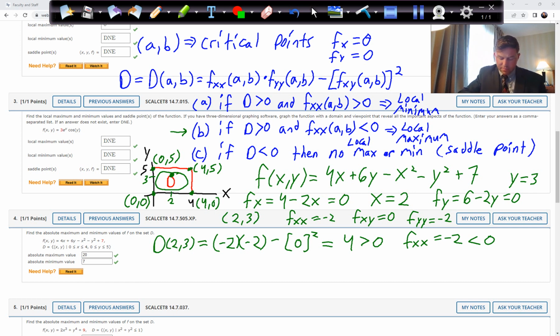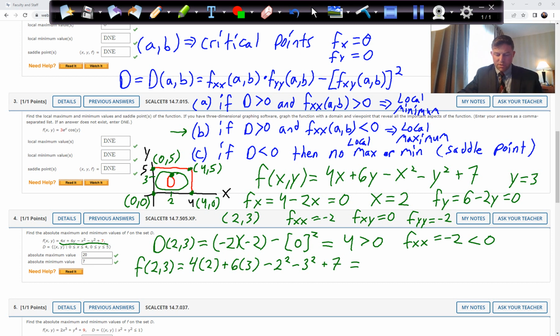So we plug it into the function, and we get f(2, 3) equals 4 times 2. So I'm plugging into each of these letters here, plus 6 times y, but y is 3, minus 2 squared, minus 3 squared, plus 7. And being Calc 3, I hope I don't have to show you each of these arithmetic steps. If you crunch this out, you will get 20. Okay, which we are thinking is a max.